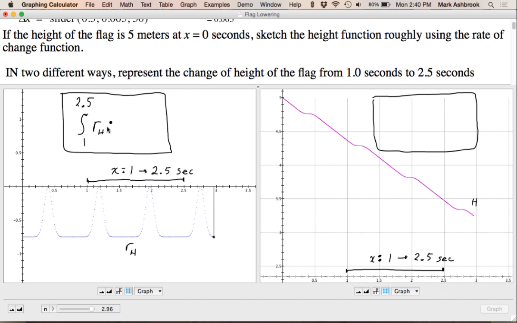r sub h of x, right? We're summing up the rates, right? We're not summing up rates. We never have summed up rates, and we never will. It doesn't make sense to sum up rates. What are we summing up? Little changes in y that we get from the rates of change.